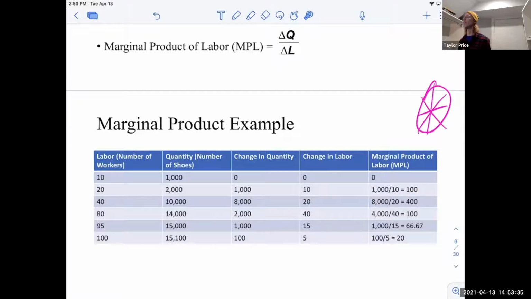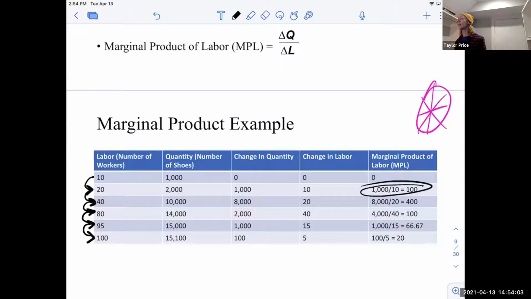So that would be the marginal product of labor moving from 10 to 20, right there. And then we can do that moving down the entire table: moving from 20 to 40, 40 to 80, 80 to 95, and then 95 to 100.